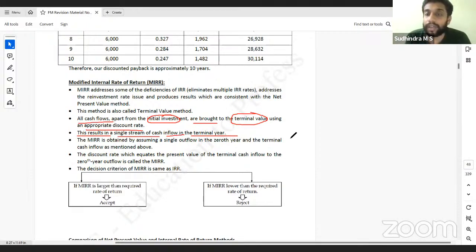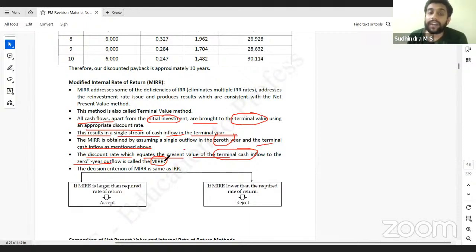It is obtained by assuming a single outflow in the 0th year and the terminal cash flow as mentioned above. So one outflow at the beginning, one inflow at the end. That is what they calculate. Correct? The discount rate which equates the present value of the terminal cash inflow to the 0th outflow is called MIRR.